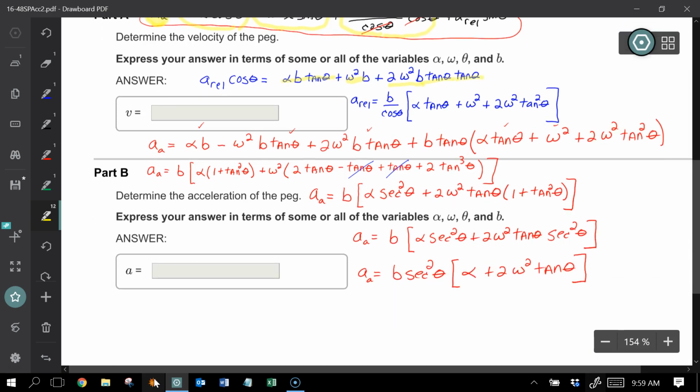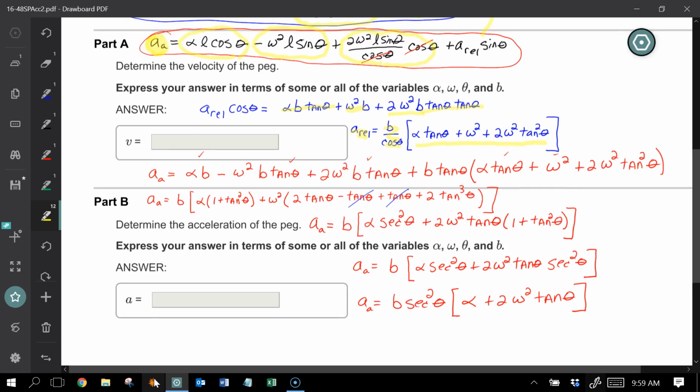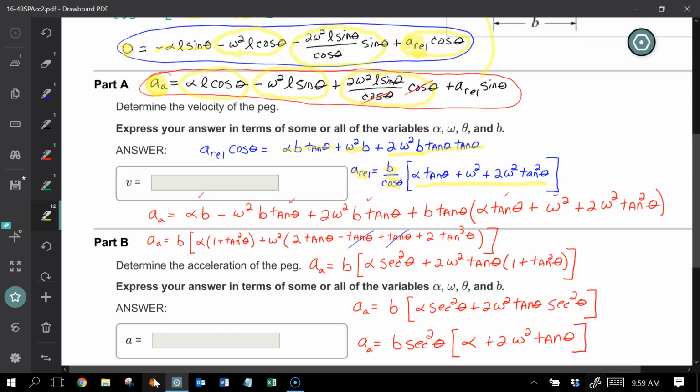Now if you just collect the terms up, you get A-rel is equal to B over cosine theta, and then here's what's left over on the inside. Alright, so that's the A-rel term. Okay, so now let's try to focus on the red part.